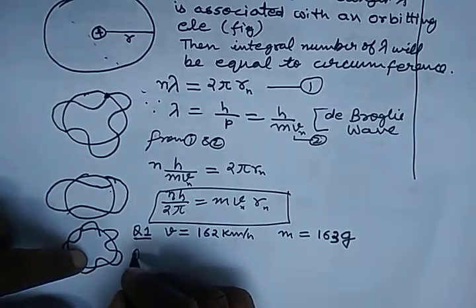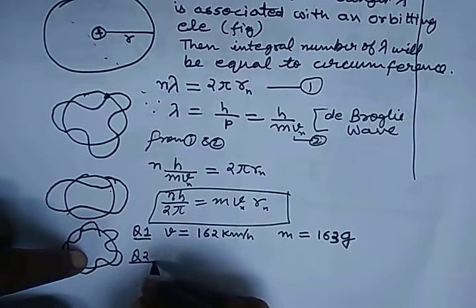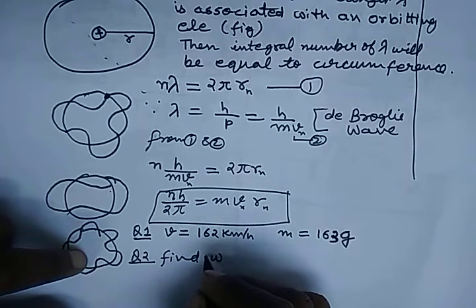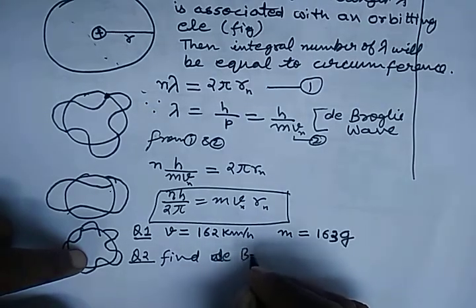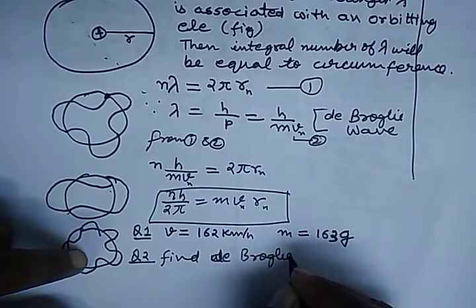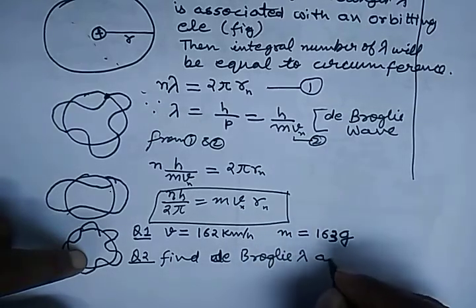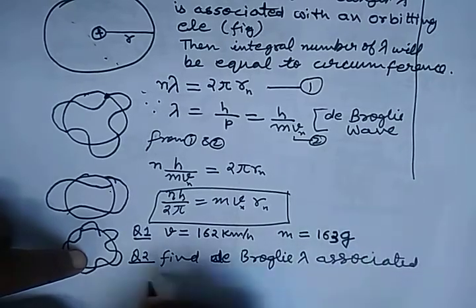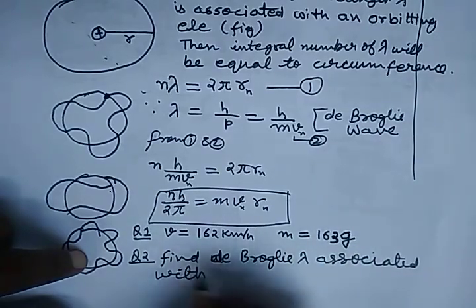And also another question, find the matter wavelength, de Broglie wavelength, associated with a stationary object.